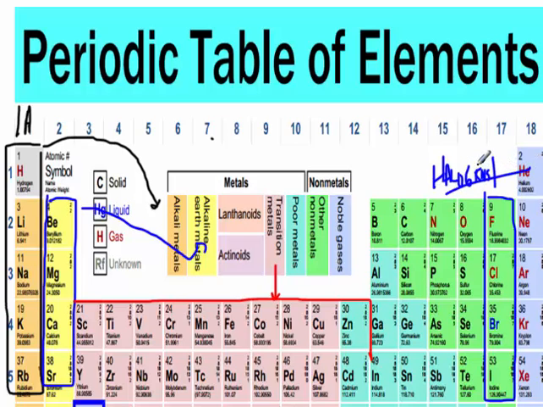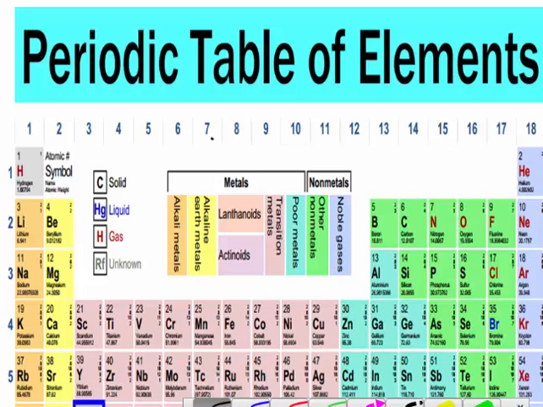So that's the halogens. And this last section down here at the very end is called the noble gases. Those are often referred to as the noble gases. They have 8 full valence electrons. They have a full octet of valence electrons.